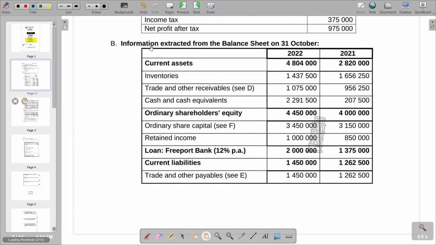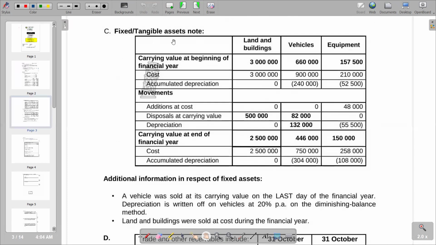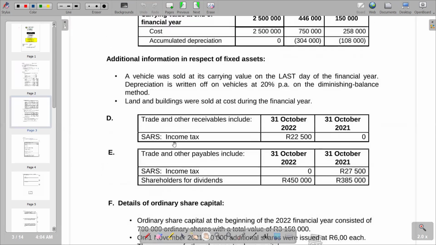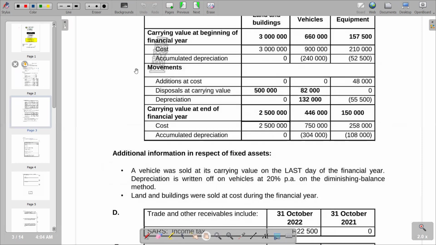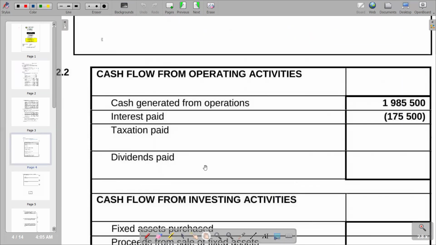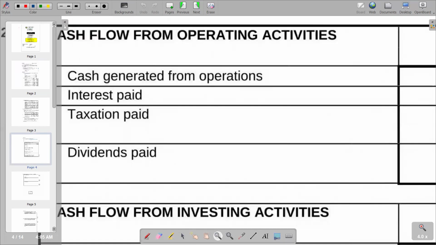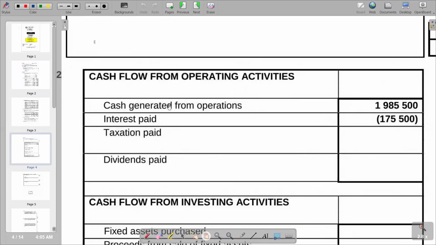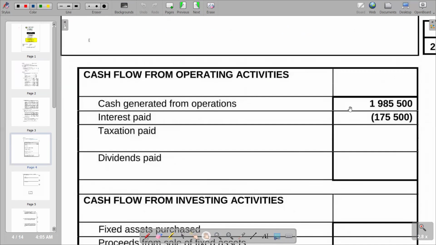We're also given information C, the fixed or tangible asset notes. Then we've got additional information in respect of fixed assets that you need to go through before you start to answer. Going back, our question requires us to complete the cash flow statement. In the answer book, the cash flow statement has some entries pre-entered: cash generated from operations and also interest paid.